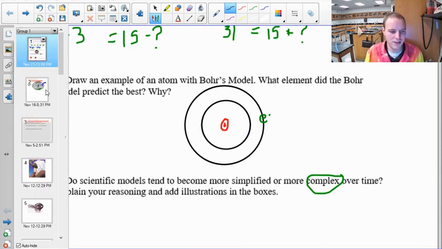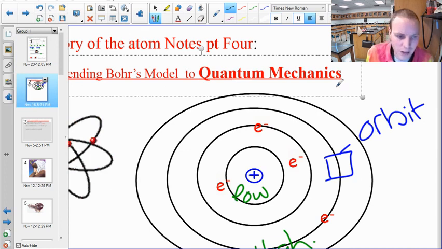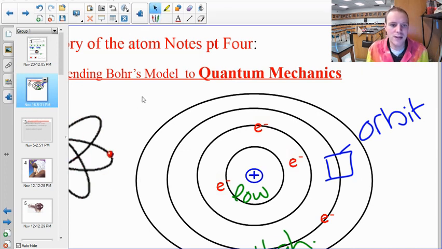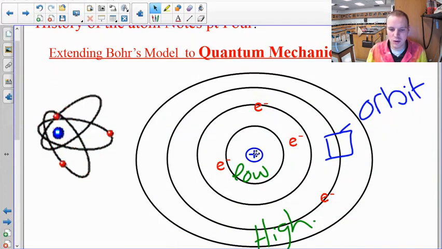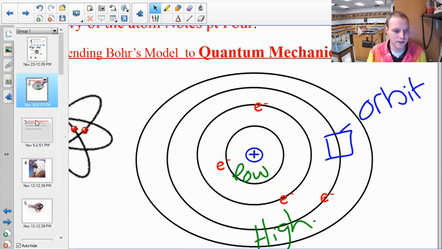So let's go ahead and get to some new stuff. History of the atom, notes part 4. We're going to start with Bohr's model and extend it to quantum mechanics, which is a fancy sounding word. But let's not forget Bohr's model. We got the positive nucleus in the middle. We got electrons floating around in orbits around that. Low energy close to the nucleus, high energy far away from the nucleus.